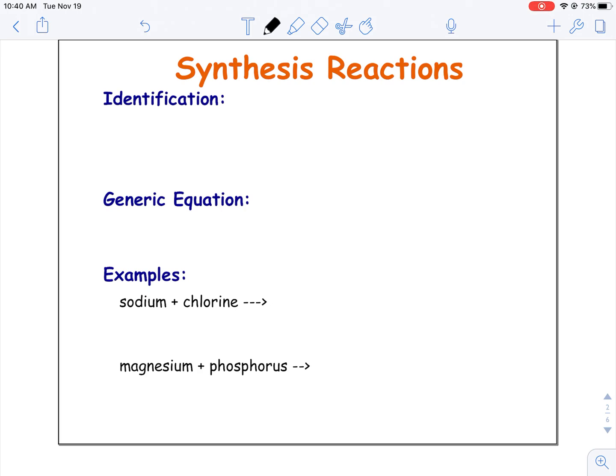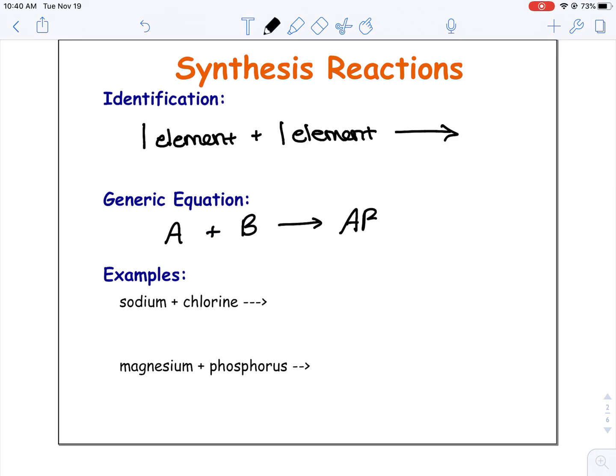The first type of reaction is a synthesis reaction, and it's exactly what it sounds like. A synthesis reaction has two elements combining to make a compound. If you're looking at the reactants only, then the reactants would be one element being added to another element. So that's how you would identify it. The generic equation for a synthesis then would be A plus B making AB. So element A, whatever it is, combines with element B to make the compound AB.